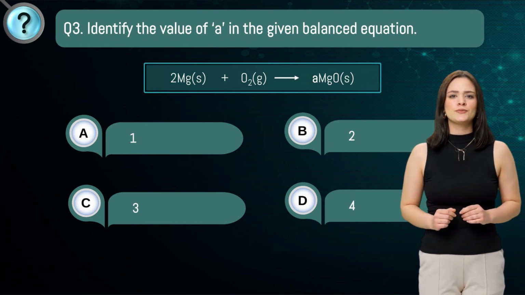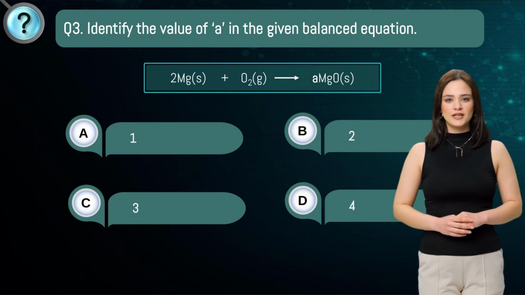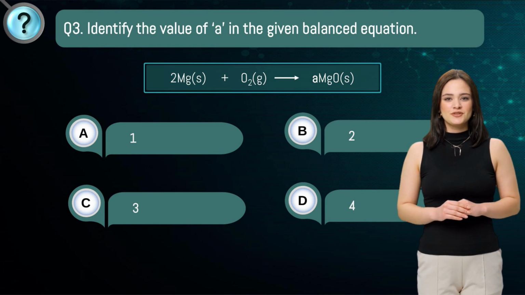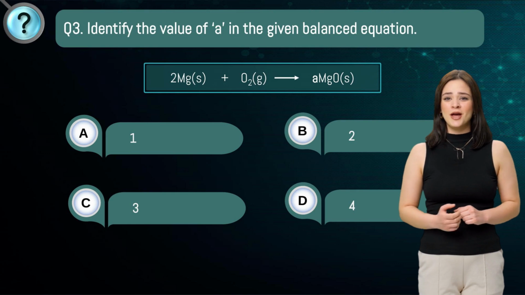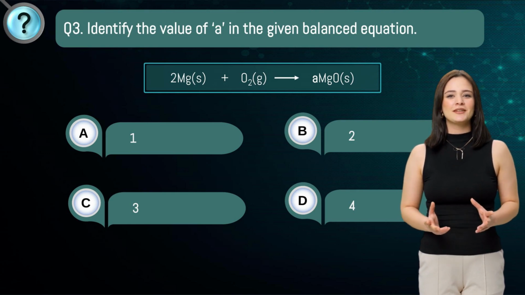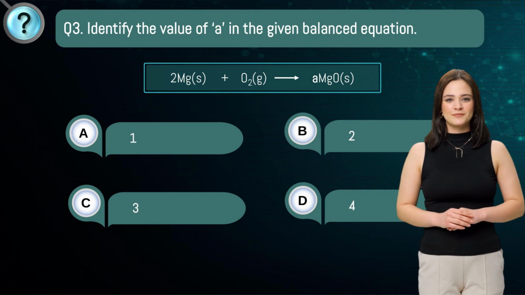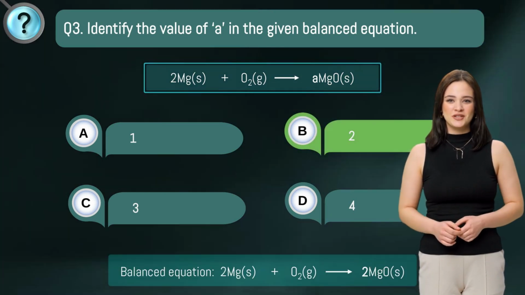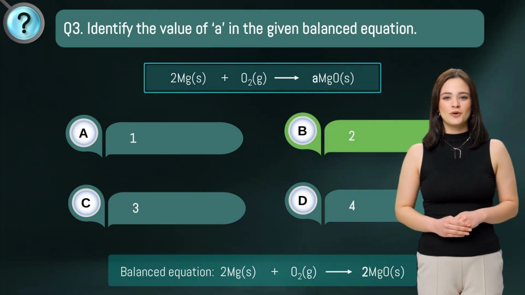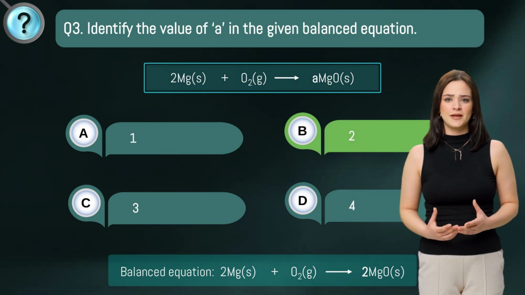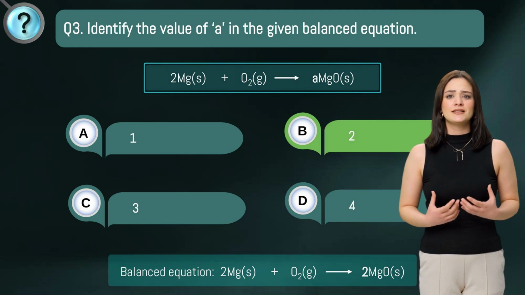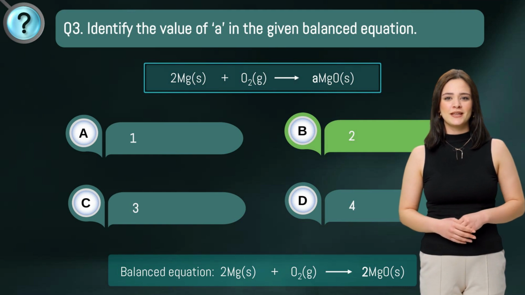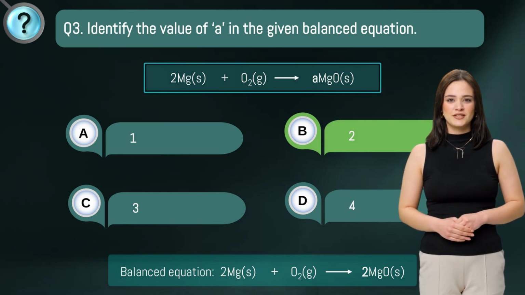Identify the value of A in the given balanced equation: 2 magnesium solid plus O2 gas gives A magnesium oxide solid. Pause and answer your question. In the balanced equation, 2 magnesium plus O2 gas equals A MgO. The value of A is 2. This indicates that 2 moles of magnesium oxide are produced from 2 moles of magnesium and 1 mole of oxygen.